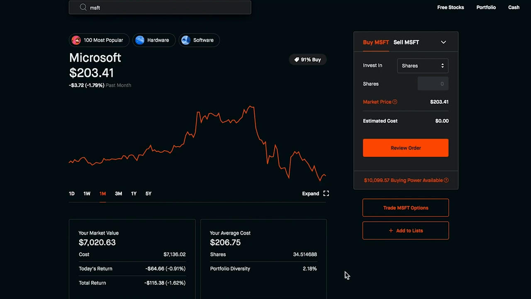So we have 34.5 shares of Microsoft. I really want to get that up to 100 as soon as possible, but of course, only at the right price. So if Microsoft does go under 200, I'll definitely buy a little bit more aggressively. But if it stays around these areas, I'll definitely keep grabbing more shares on the up and coming days.